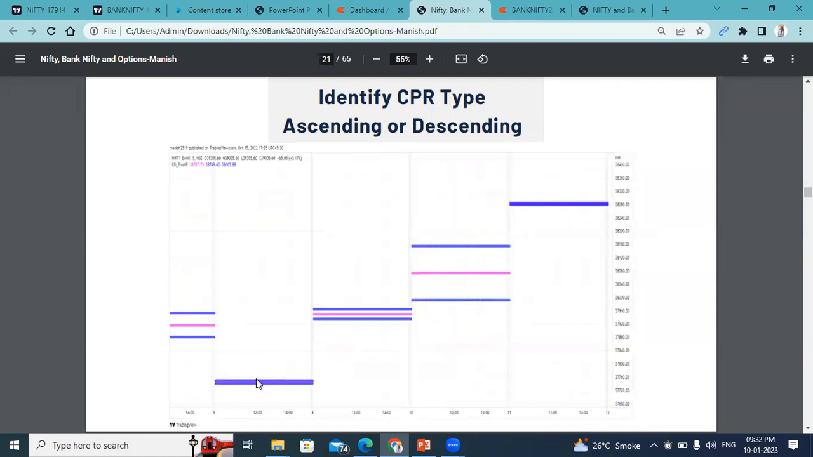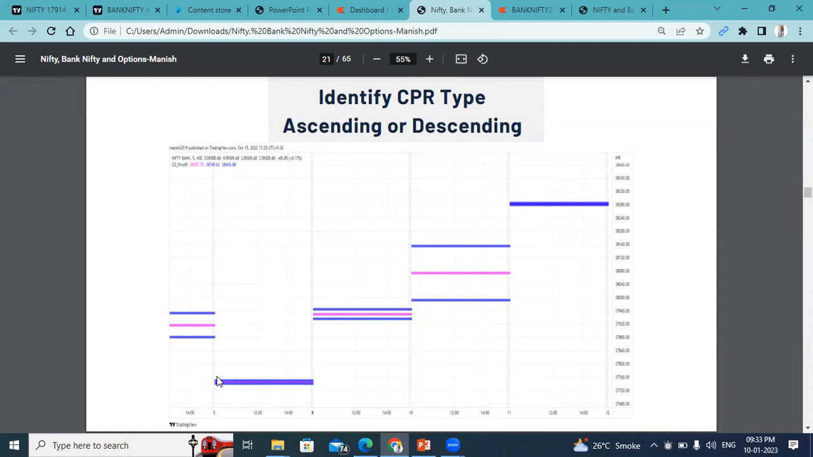Now look at this one. 1, 2, 3, 4. Okay, this is ascending CPR. Okay, look at this one. Wide CPR, very wide. Bigger the wide CPR, very high chances the day will be sideways. Now look at this one. We will read this as ascending plus tight. So ascending plus tight indicates you may get a long trade on this day. We may see a good long trade on this day.